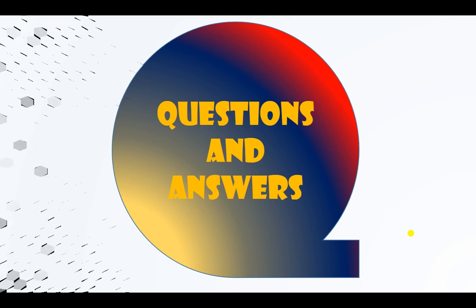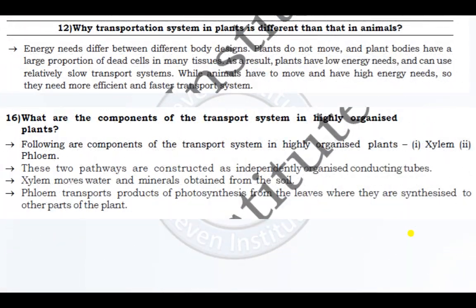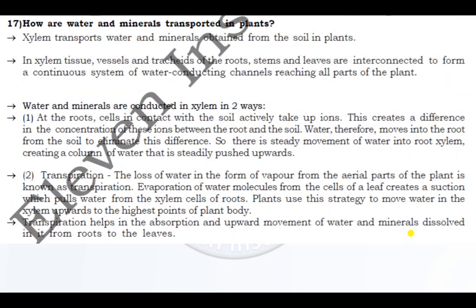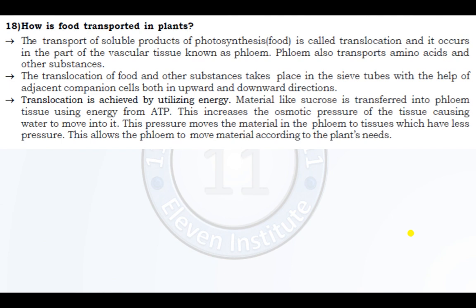Fine. Now let us see the question and answers. Yes, these you have to write in your CW. Why is the transportation system in plants different than that in animals? What are the components of the transport system in highly organized plants? Both of these you have to write in your CW. Next, how are water and minerals transported in plants? This also you have to write in your CW. And the final one, how is food transported in plants? This also you have to write in CW. So end up over here.